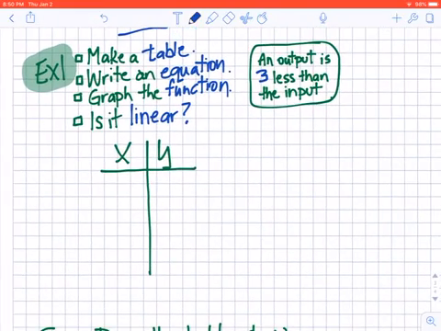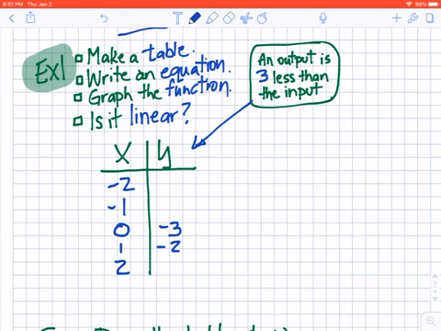First thing I'm going to do is take those words and translate it into a table. I'm going to start with the values that we talked about yesterday, 0, 1, and 2, and -1 and -2. And I'm going to plug them into that idea. So if an output is 3 less than the input, if I take 0 and subtract 3 from it, I get -3. If I take 1 and subtract 3 from it, I get -2. And 2 minus 3 is -1. We can start to see a pattern here. And -2 minus 3 is -5.